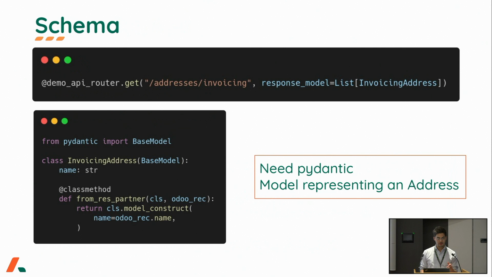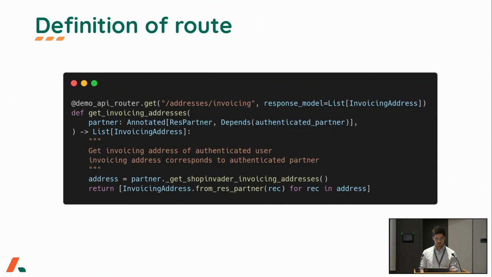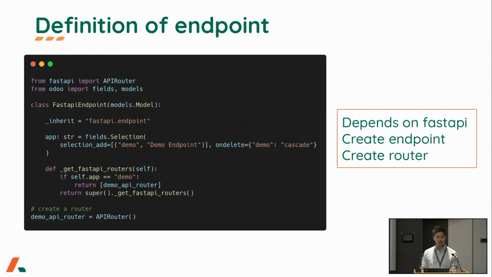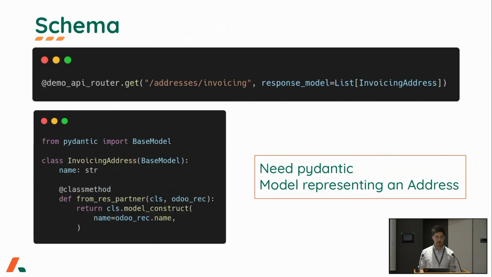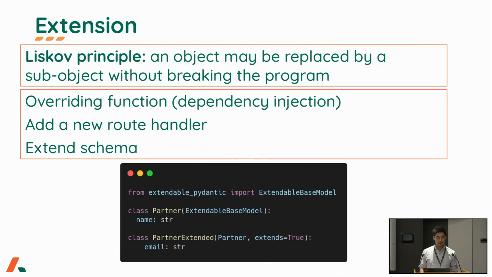So as I stated before, well, I will take the slide, it will be easier. Here on the get FastAPI routers, I'm setting the router demo API router. In fact, you can attach more routers if you want to extend your endpoint. That's what I wanted to say.